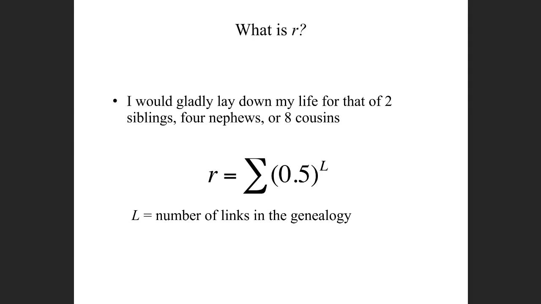And so this formula, this coefficient of relatedness R, equals the sum of 1/2 raised to the power of the number of links in the genealogy. What do I mean by the sum? Well, when we did how related are you to your own sibling, there are 2 pathways in which you could share genes, right? I should have changed color.